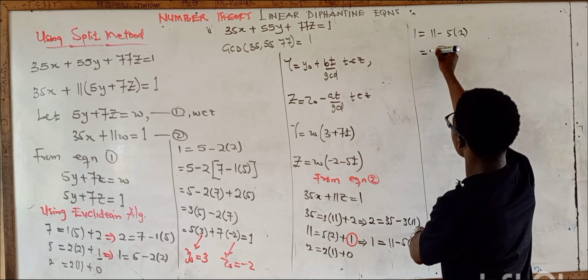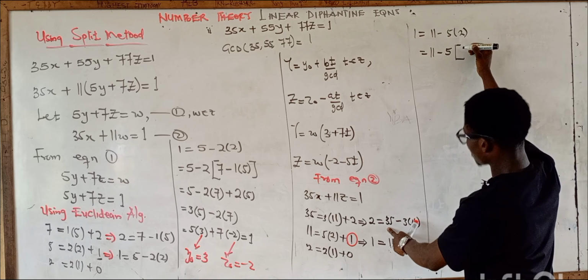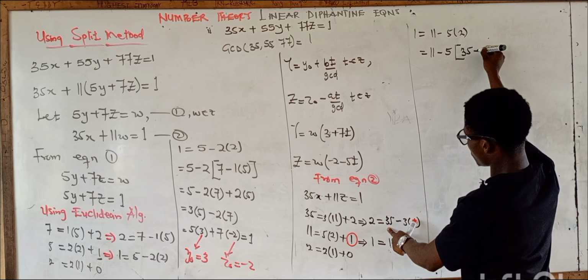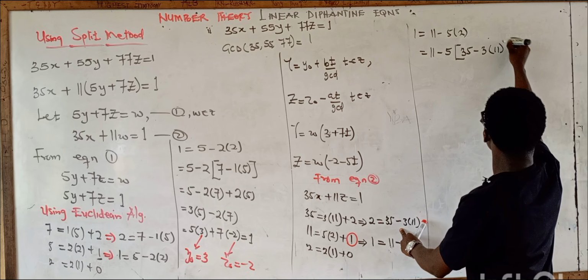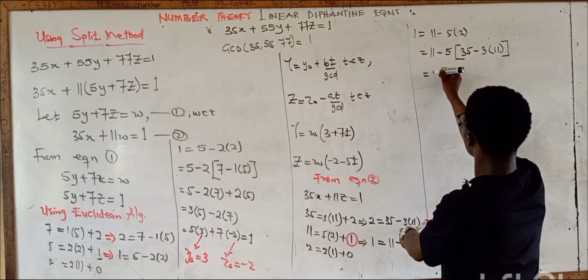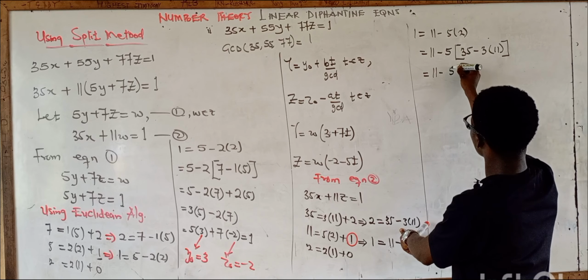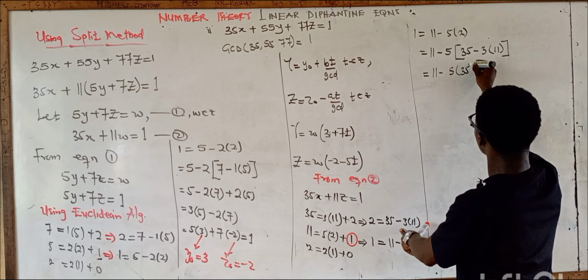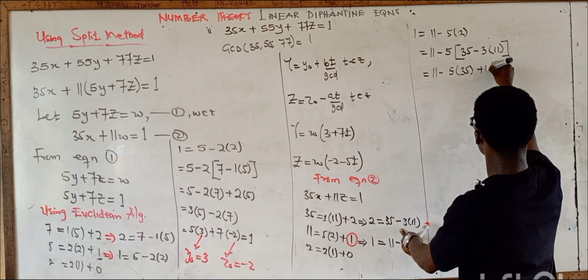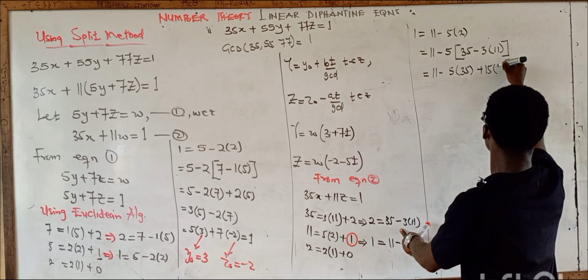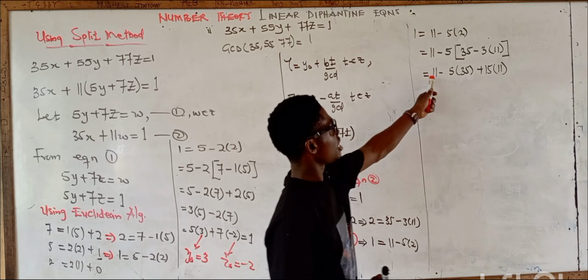So we have 11 minus 5 times (35 minus 3 times 11). So we have 11 minus, we expand to remove the bracket. This is going to give us 5 times 35, and then we have negative 5 times 3 will give us 15, and then 11. So from here you can see that we have 11, 11, 11.